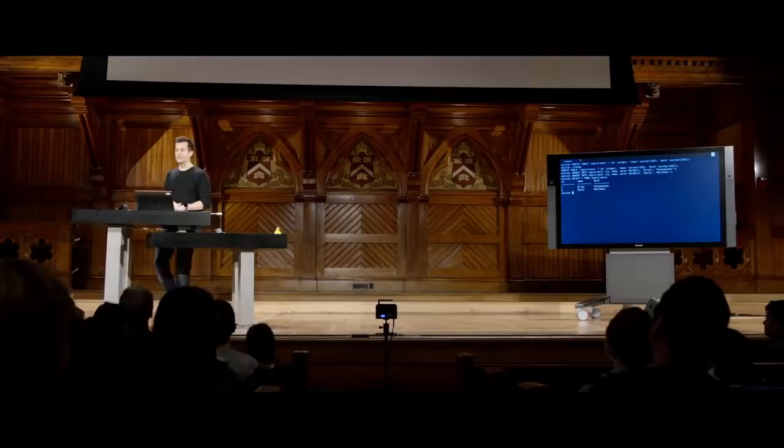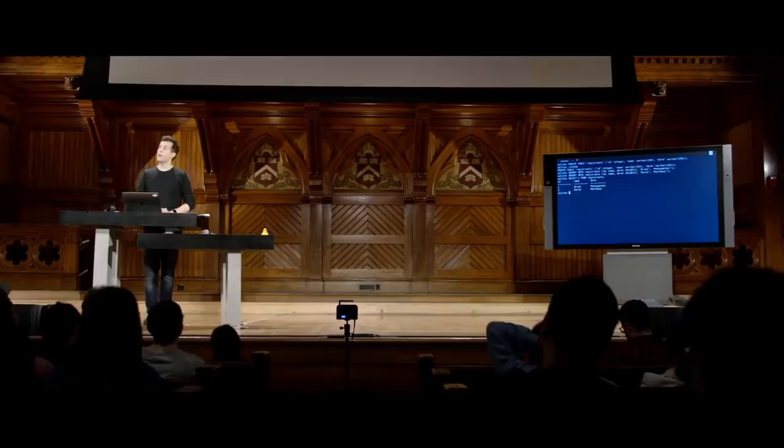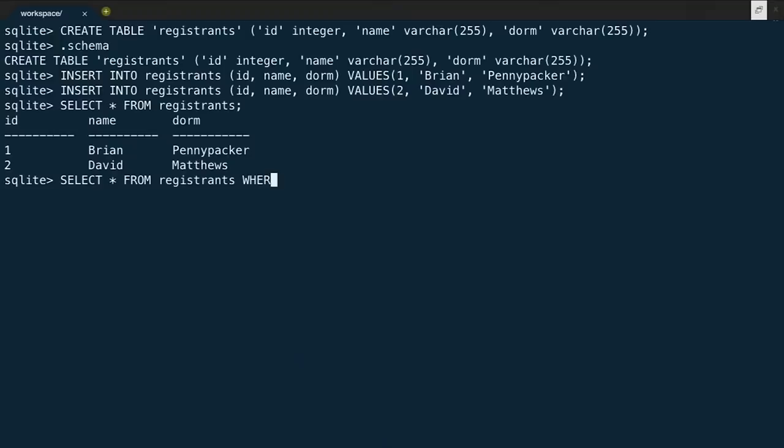Suppose I want to search this database for all of the students who registered for Matthews, and suppose that time passes and more students actually register for Frosh IMs. I can actually filter this data. I can do something like select star from registrants where dorm equals, quote unquote, Matthews. And so I can filter it, hit enter, and now I get back just one row.